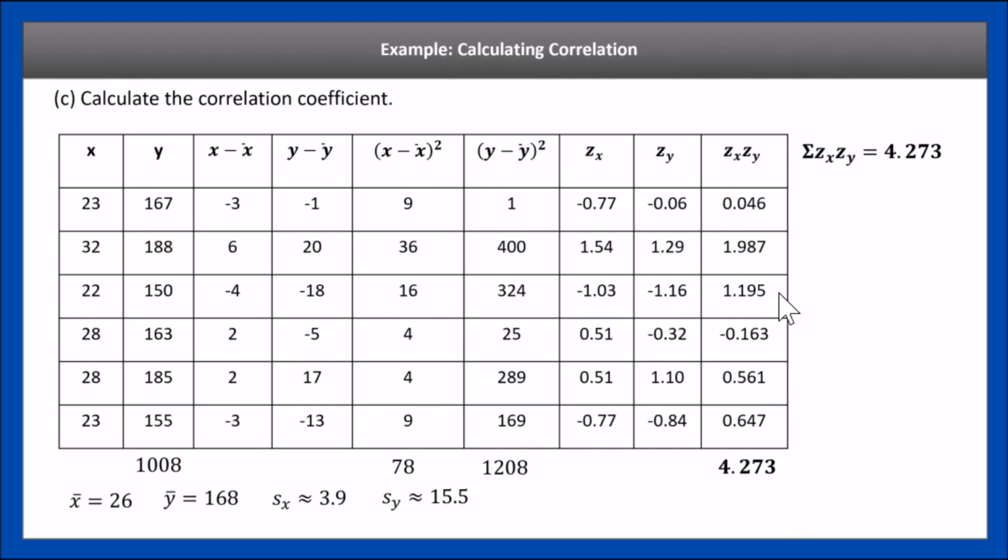All right, and now we are going to put that into the formula for R. R, remember, is the sum of the z-scores multiplied, divided by n minus 1. So the sum of the z-scores multiplied is this 4.273, put at the top, divided by 5. And we get a correlation coefficient. We get a correlation R of 0.85.